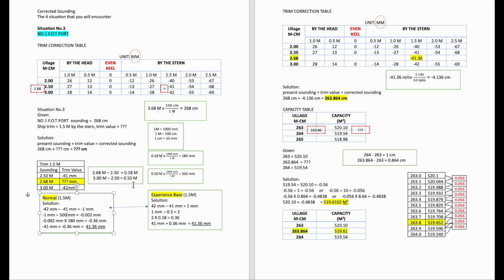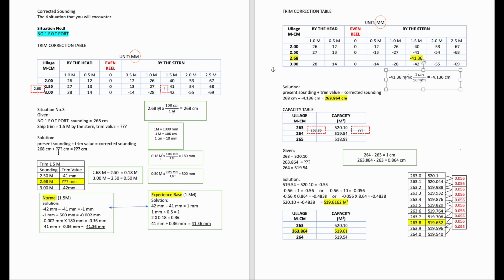But if you use the 0.5 and 0.18, the answer is the same. Once again, I only use the 500 and 180 so that it is nice to see that all units here are millimeter, but it is not necessary to do the same as what I did. You can also directly use the 0.5 and 0.18. The answer is the same. Since you have the answer now, negative 41.36, you need to divide it by 10 so that it becomes centimeter. So you now have negative 4.136 centimeter.